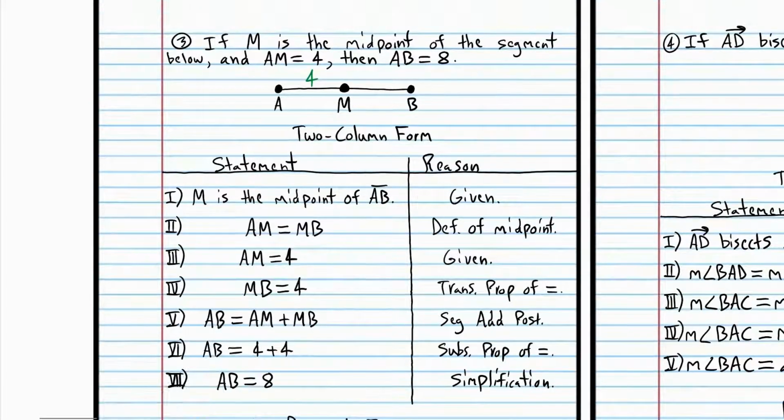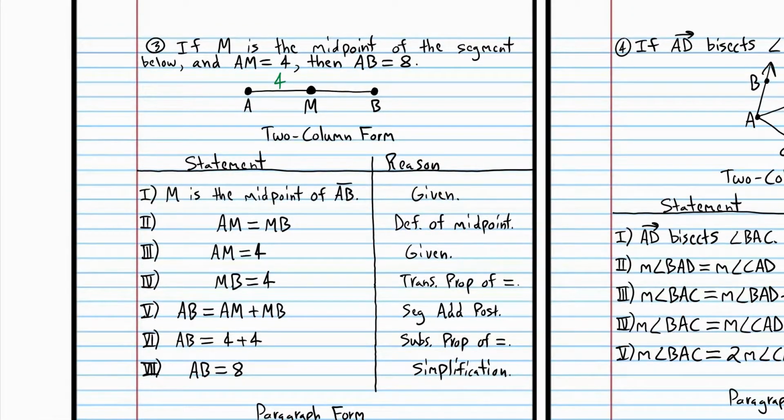So if M is the midpoint of the segment below and AM equals 4, then AB equals 8. So we know that this is 4, and we know that this is the midpoint. So we want to prove that the whole length is 8. So we start with the given information.